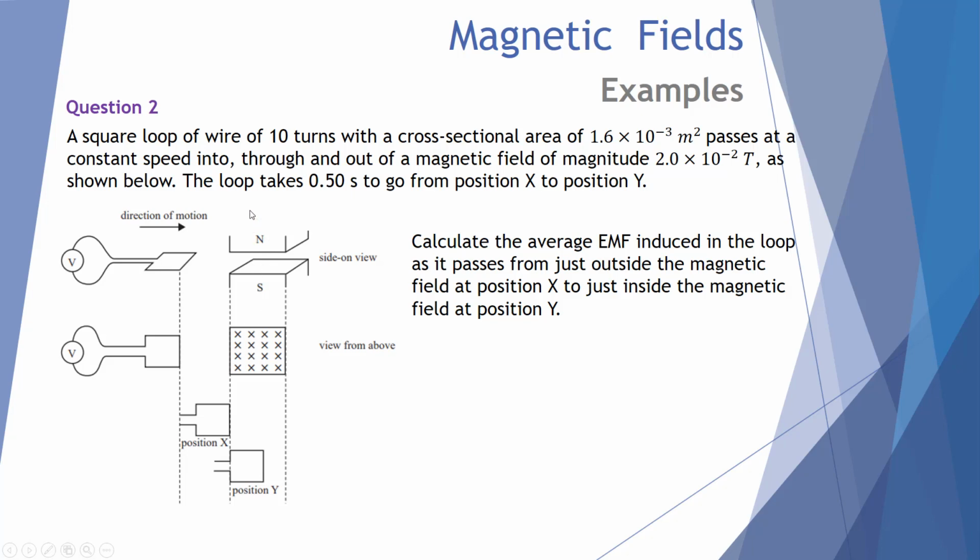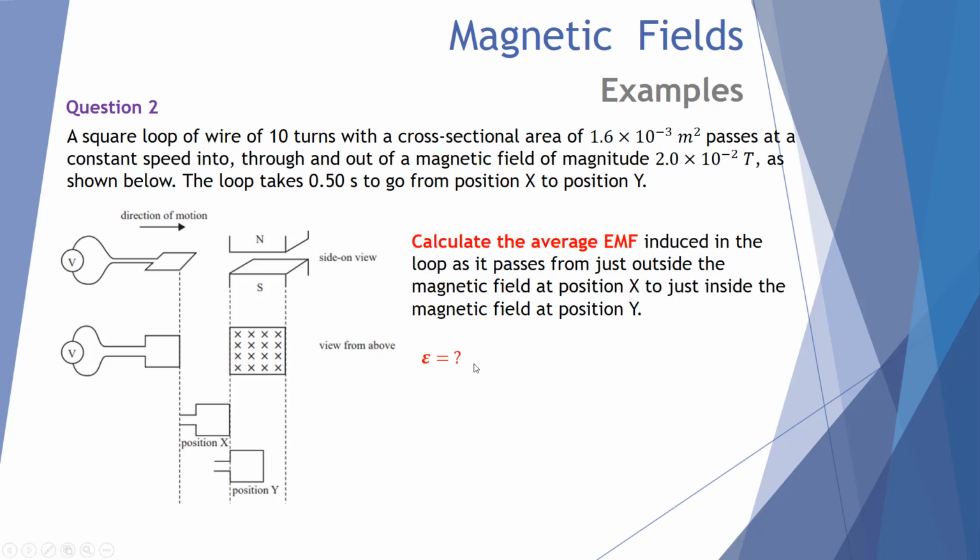The loop takes 0.5 of a second to go from position X to position Y, so from fully out of the field into fully into the field. And the question is, calculate the average EMF induced in the loop as it passes from just outside position X, the magnetic field, to just inside the magnetic field at position Y. There's a bit of information here, so let's go through this.